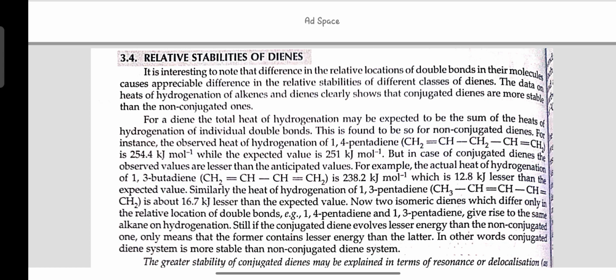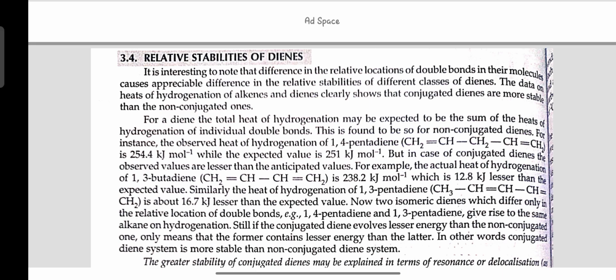Relative stability of dienes. It is interesting to note that the difference in the relative location of double bonds in their molecules causes appreciable difference in the relative stabilities of different classes of dienes. The data on heats of hydrogenation of alkenes and dienes clearly show that conjugated dienes are more stable than the non-conjugated ones. For a diene, the total heat of hydrogenation may be accepted to be the sum of the heats of hydrogenation of the individual double bonds. This is found to be so for non-conjugated dienes.